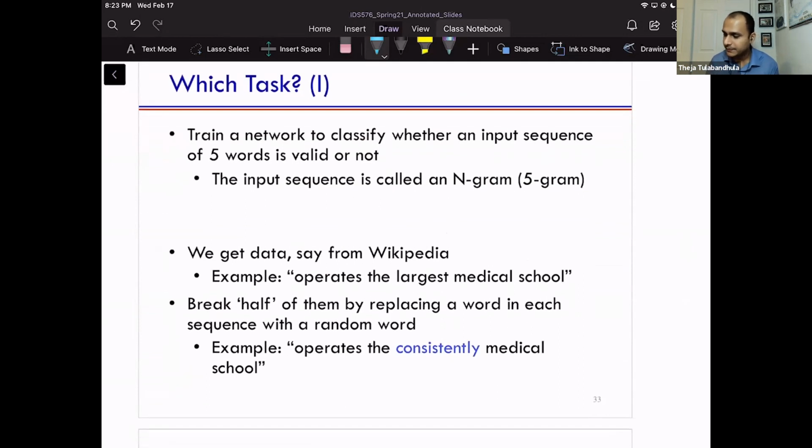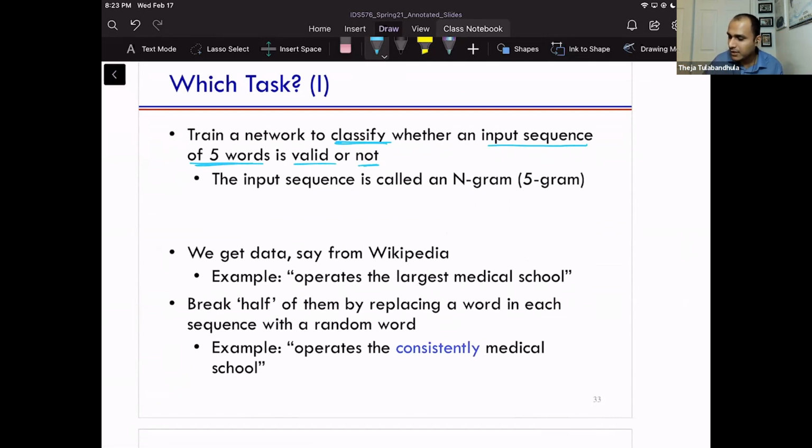So here's the task. It's a binary classification problem: to classify whether an input sequence of 5 words is valid or not valid. I'm going to input 5 words to a classifier, basically, and the output should say whether it's a valid sequence or an invalid sequence. So that's the task I'm trying to construct.